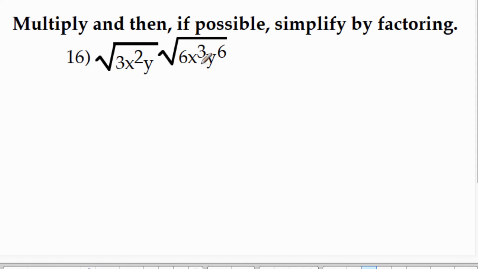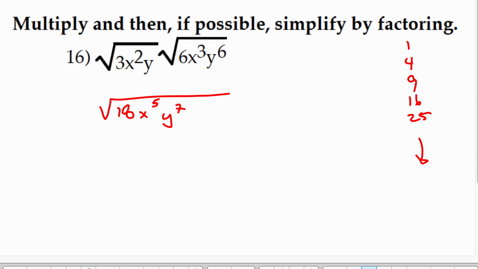Radicals. So I need to multiply these. If it's all multiply here, I can multiply and just multiply the things that are the same. So 3 times 6 is 18. X squared times x cubed would be x to the 5th. Y times y to the 6th would be y to the 7th. Now I can see if I can simplify this. Remember all those perfect numbers, 1, 4, 9, 16, 25, etc. I want to see if any of those will go into 18.